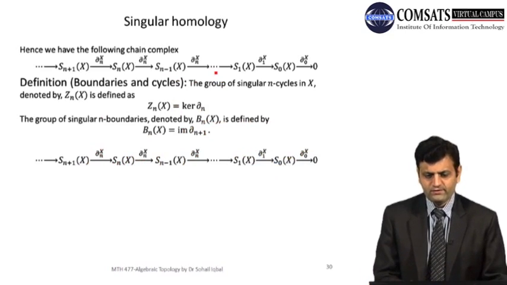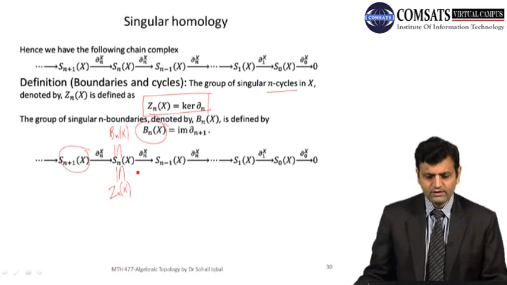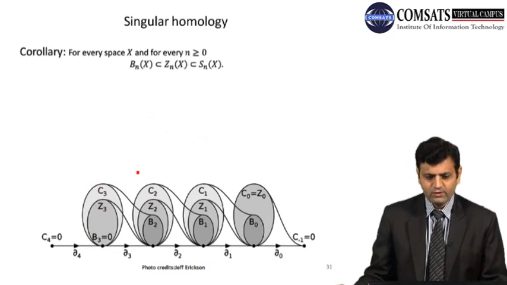Okay, so the group of singular n-cycles in X is defined as the set of elements of Sn of X such that the image of those elements is 0. So Zn of X is contained in this. And similarly, we can define the boundaries, Bn of X, which are images of elements of Sn+1 of X inside Sn.